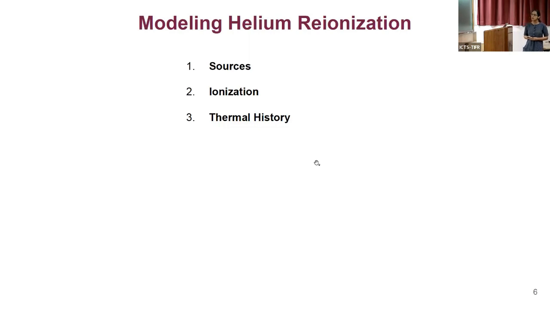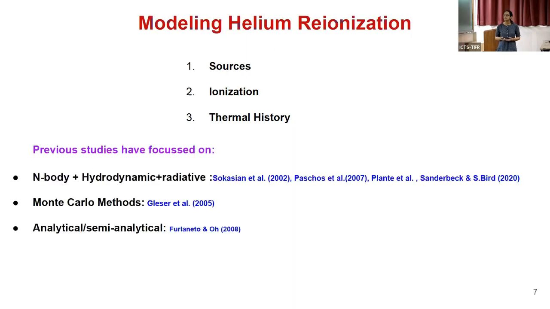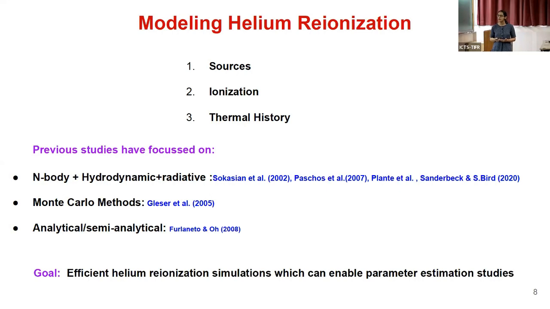In order to model helium reionization, the three main things we need are the sources, which as I mentioned are largely quasars, how they are ionizing, and their thermal impact on the IGM. Previous studies have mostly focused on N-body simulations, hydrodynamics, Monte Carlo methods, or analytical and semi-analytical techniques, but these methods are slower. Our goal is to make an efficient helium reionization simulation, which can enable parameter estimation studies.